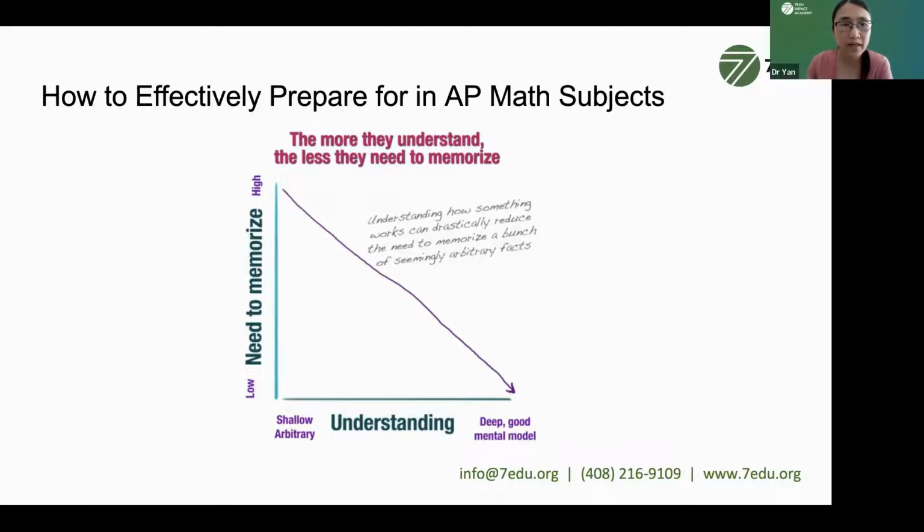So here I just want to emphasize again, this is very, very important if you want to learn math and the science well, you need to focus on understanding. I'm not saying that you don't memorize anything. You do memorize some quick rules because you don't have time to derive the rules on the spot. But the more you understand, the less you need to rely on rote memory.